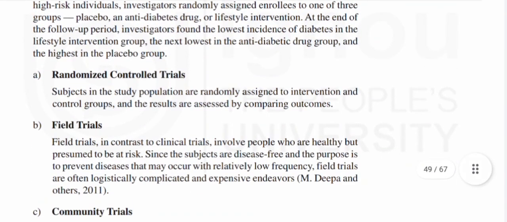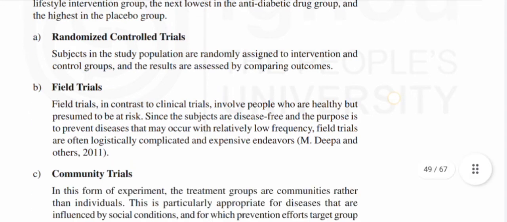Randomized control trials. Subjects in the study population are randomly assigned to intervention and control groups, and the results are assessed by comparing outcomes. Field trials. Field trials, in contrast to clinical trials, involve people who are healthy but presumed to be at risk, since the subjects are disease free and the purpose is to prevent disease that may occur with relatively low frequency. Field trials are often logistically complicated and expensive endeavors.